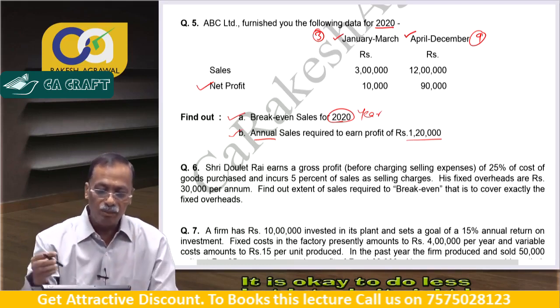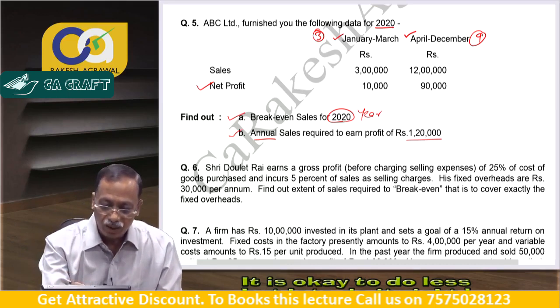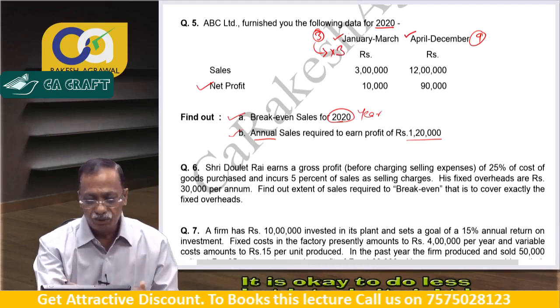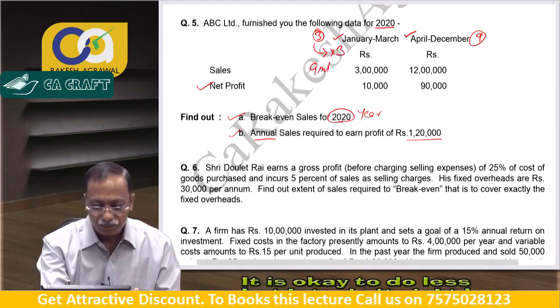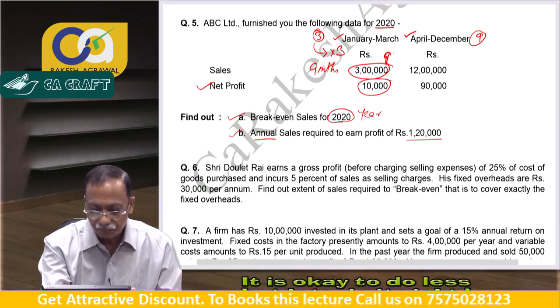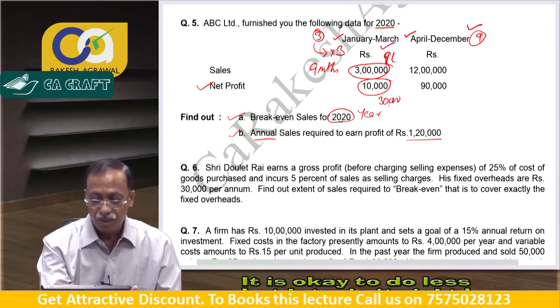Meaning, what I'll be doing in my answer, I'll convert 3 months data by multiplying it by 3 times. 3 months data into 3 times will become equivalent to 9 months. It means I'll convert this data by multiplying it by 3. So this will become 3 into 3, this will become 9 lakh, and 10,000 into 3, this will become 30,000. Now both the data, this is also for 9 months, this is also for 9 months, right?